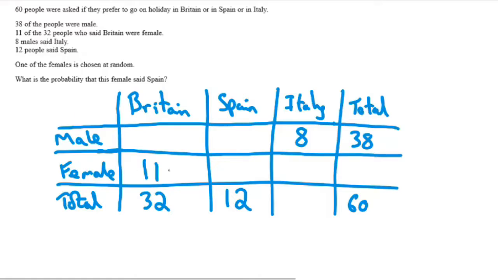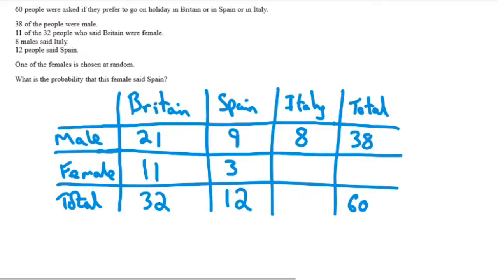Well, first of all, we're going to be filling in the rest of the blanks as we have been. So if 32 people said Britain in total and then 11 of them were female, that leaves 21 being men who said Britain. Then 21 add the 8 is going to give you 29. If we need 38 in total, that means 9 men said Spain. If 9 males said Spain and there were 12 people who said Spain in total, that leaves 3 females.